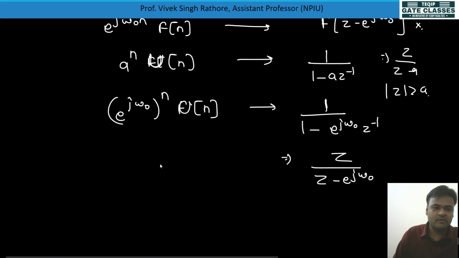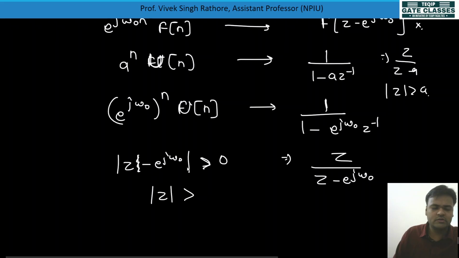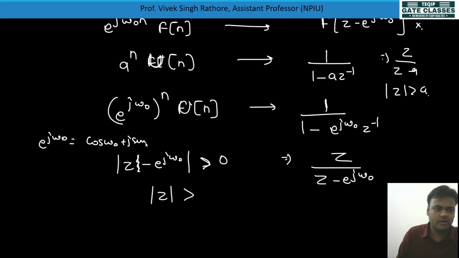And where will be the ROC? The ROC will be mod z, or we can say mod of z minus e to the power j omega 0, should be greater than 0. So mod z should be greater than mod of e to the power j omega 0. You know that e to the power j omega 0 is the Euler function, which is nothing but cos omega 0 plus j sin omega 0.